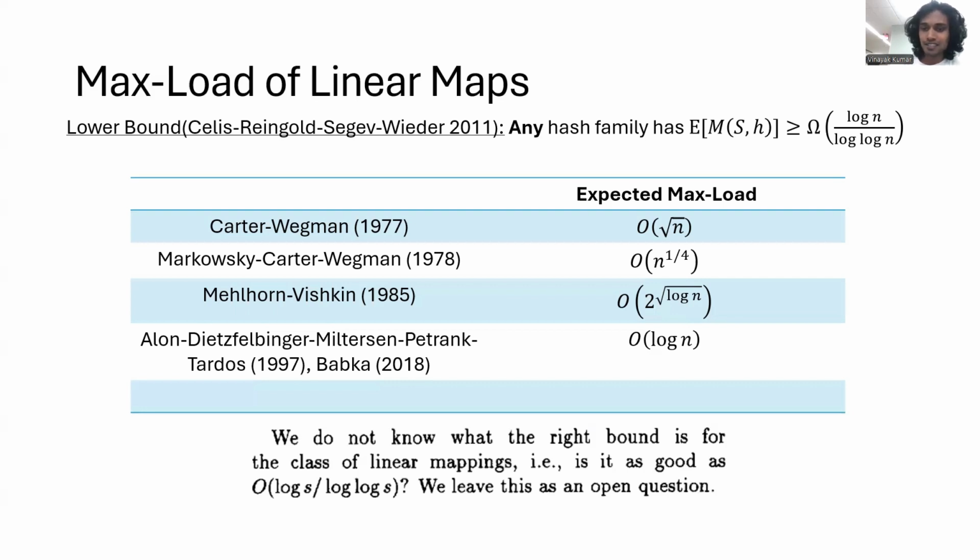So the question: is there a log n lower bound? Is it optimal? Or is it something in between? We answer this question in the affirmative, and we show that a random linear map indeed has optimal max load.